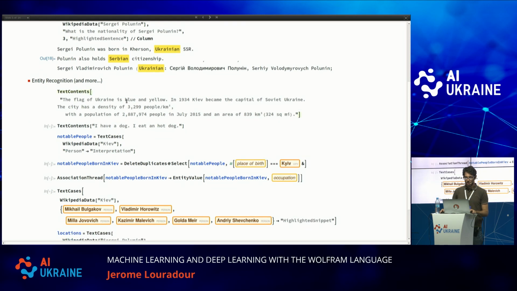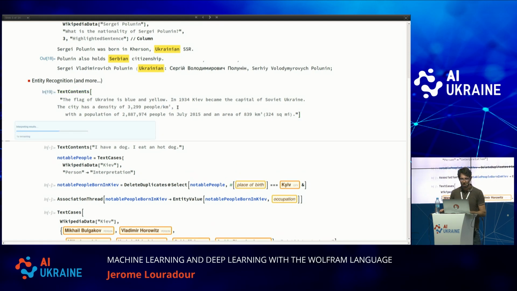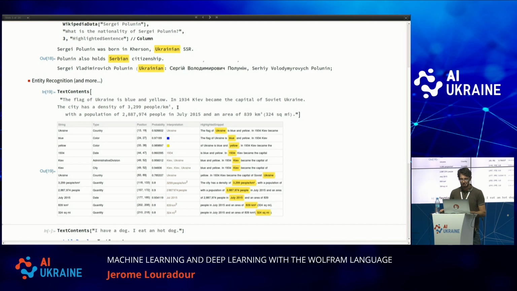Also entity recognition, which is about extracting in a text all the objects that have a semantic meaning. For example, I give here a little piece of text about Ukraine and Kiev, and it's extracting things like country, cities, but also colors and quantities. What you see in the column interpretation is a Mathematica object also. It has interpreted the quantities, and you can, for example, convert the quantities, you can do whatever you want with this kind of objects.